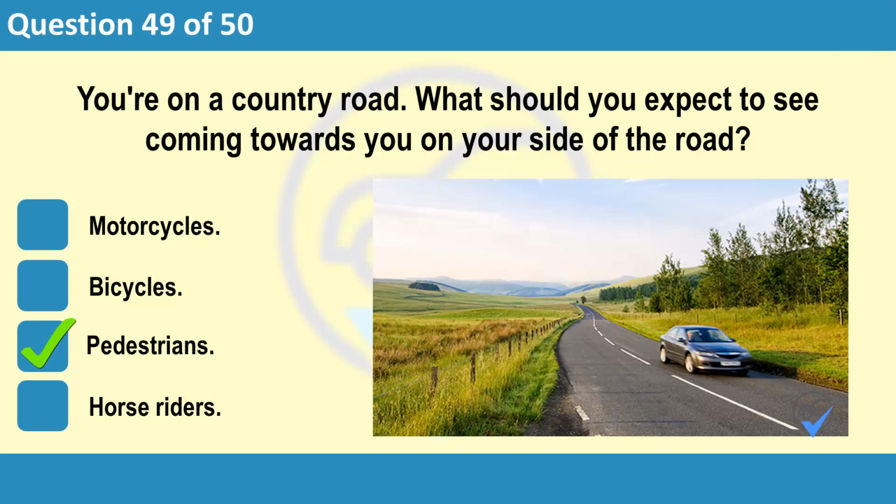On a quiet country road, always be aware that there may be a hazard just around the next bend, such as a slow-moving vehicle or pedestrians. Pedestrians are advised to walk on the right-hand side of the road if there's no pavement, so they may be walking towards you on your side of the road.